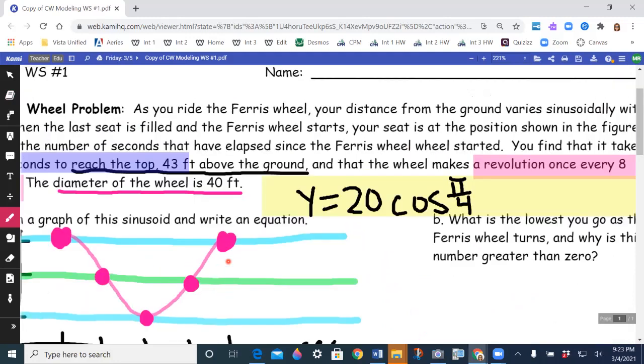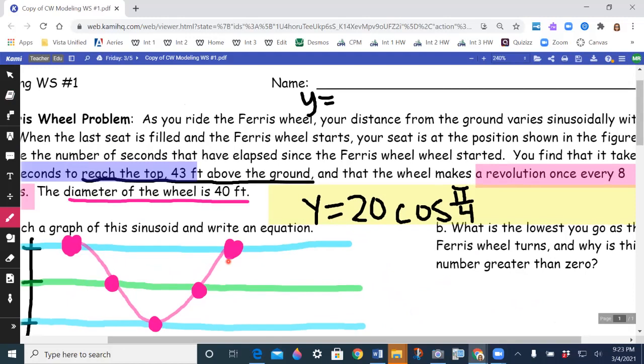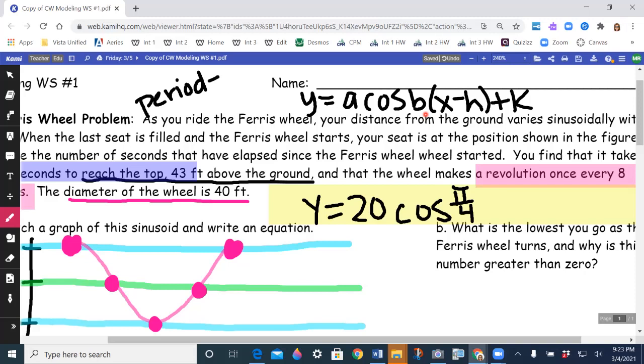Let me just jot this down as a reminder. Remember, this is y equals A cosine B(x minus h) plus k. That's our general equation. My A is my amplitude. My B, again, we know that our period is equal to 2 pi over B for sines and cosines. So that's how I found my B. I knew the period and I went backwards.